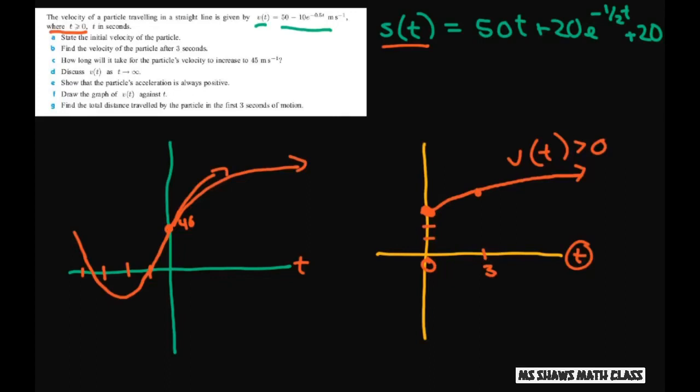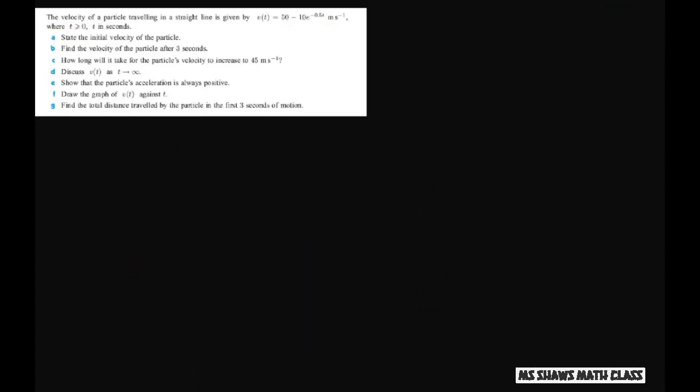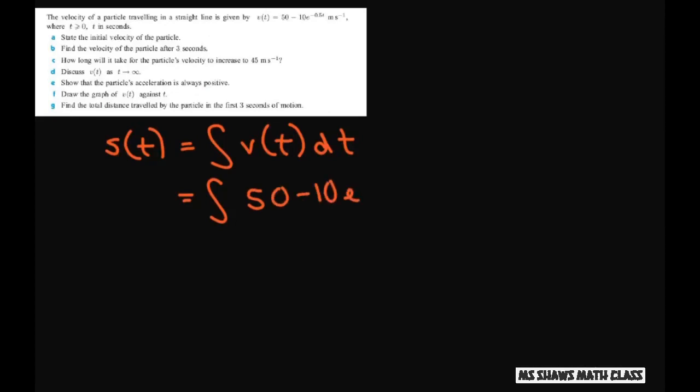The last one is find the total distance traveled by the particle in the first 3 seconds of motion. So for our total distance, s of t equals the integral of v of t dt. Our integral is going to be 50 minus 10e to the negative 1/2 t. And we want to evaluate this from 0 to 3. So when you take the antiderivative of this, it's going to be 50t. And then for this, you're just going to multiply this by 2. So negative 2, so that's going to be plus 20e to negative 1/2 t. All right, and then you have your plus c.